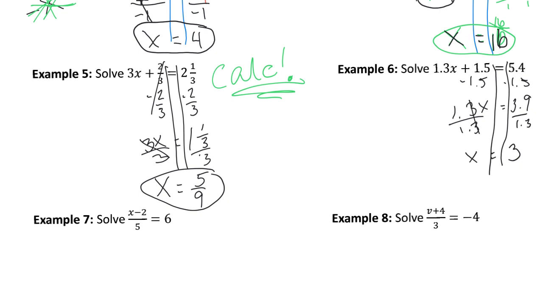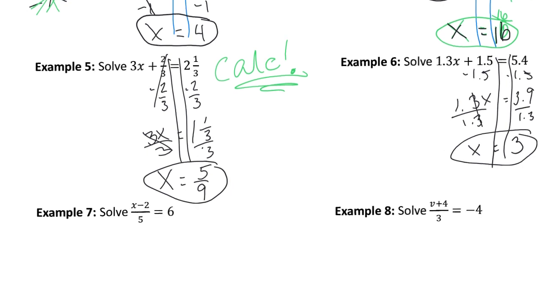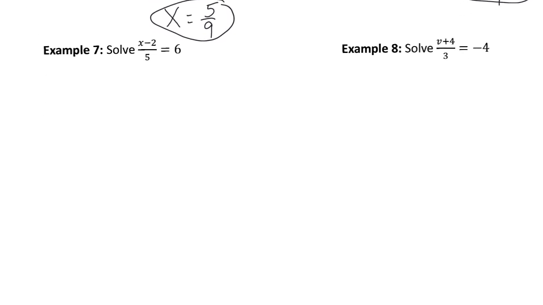Okay, so hopefully for 5, you got 5/9, and for 6, you got x is equal to 3. My work's there if you want to see it. But again, as long as you use the calculator and you did the steps in the right order, you should be good to go. So I want to focus more on 7 and 8.